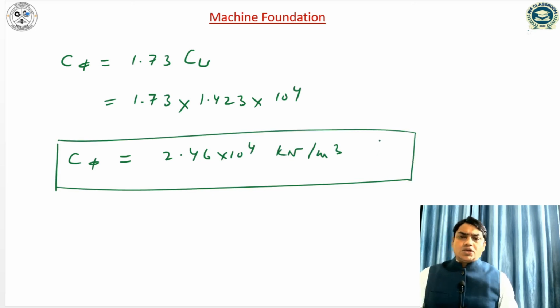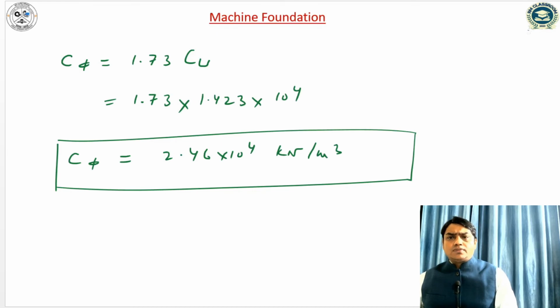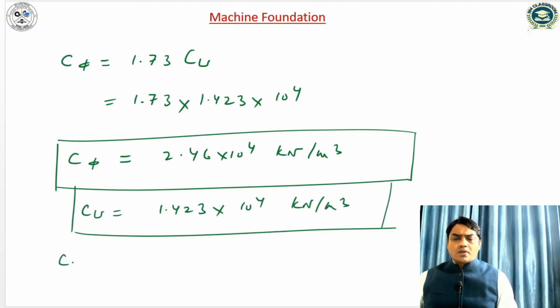So these elastic constants we have computed. Cu is 1.423 into 10 to the power 4 kilonewton per meter cube, and the coefficient of elastic uniform shear is 0.7115 into 10 to the power 4 kilonewton per meter cube.